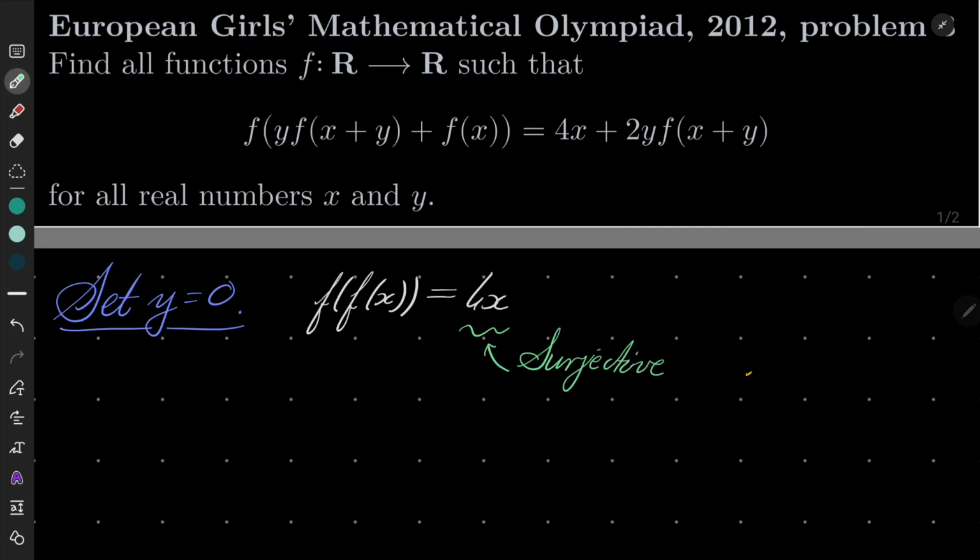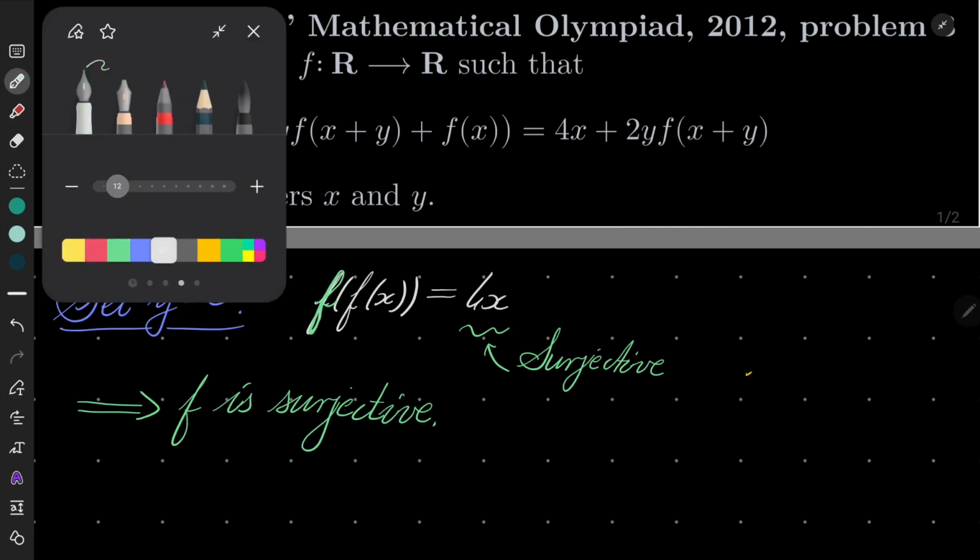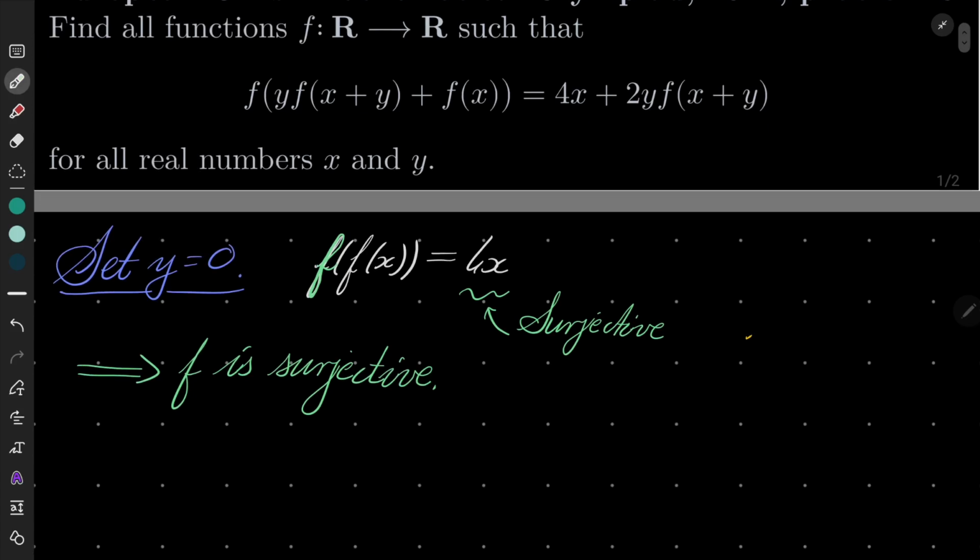And that means that by a well-known fact, if you are watching my videos, you probably know that from other functional equations videos: if composition of two functions is surjective, the outer function has to be surjective as well. That means that f is surjective. Very well. And now let's make the following substitution.